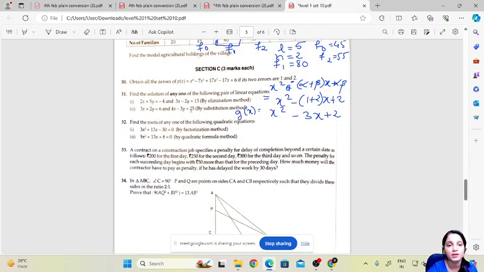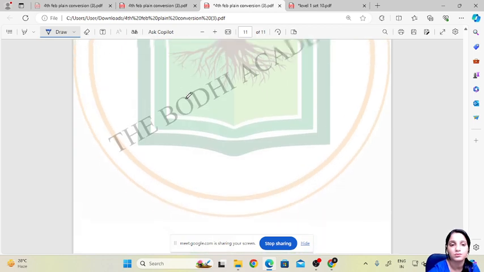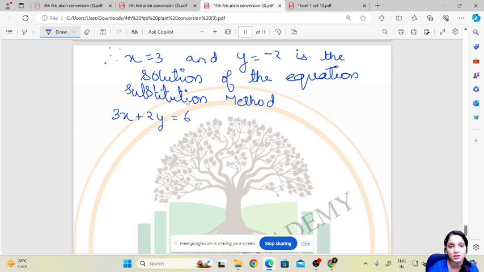Then 3x plus 2y equal to 6. This is your first equation. This is substitution method. Okay, 4x minus 3y equal to 25. This is your second equation.